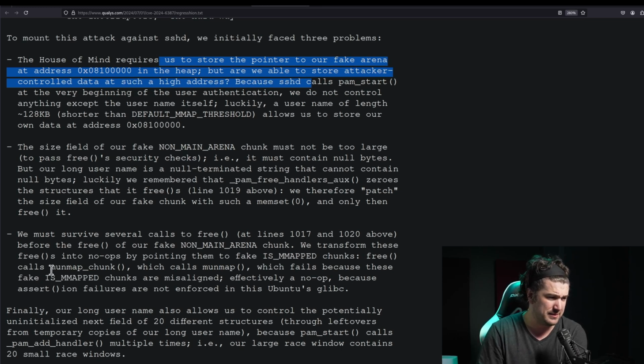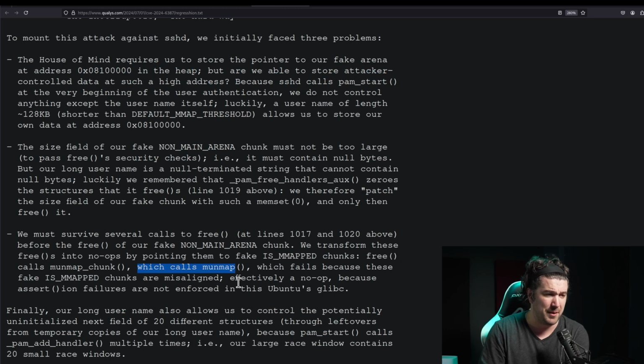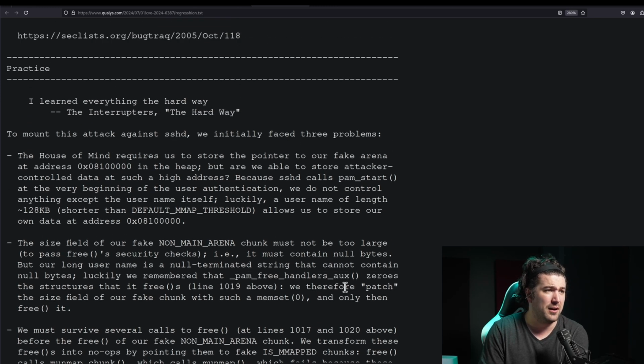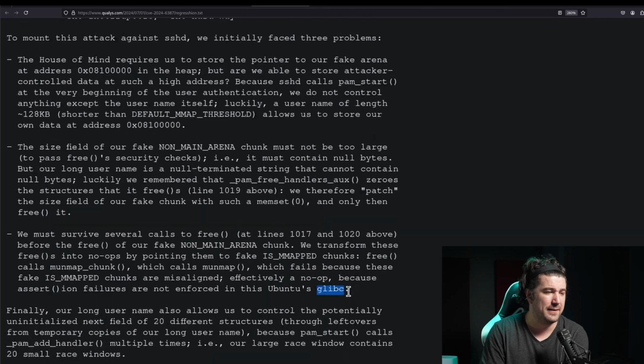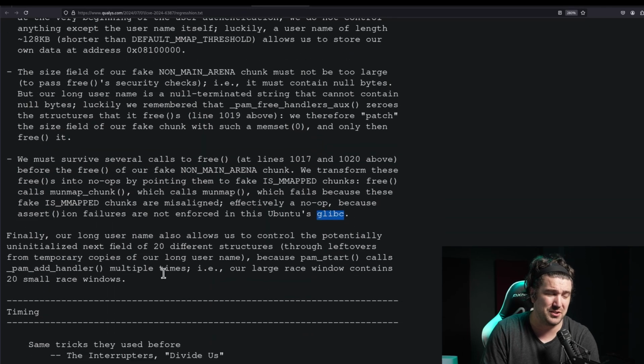It is my understanding at this point, which calls mmap, which fails because I don't know what this is. This is unmapped. Chunks are misaligned, effectively a no-op because assertion failures are not enforced in this glibc. Oh. Sure, assertion should be fatal.